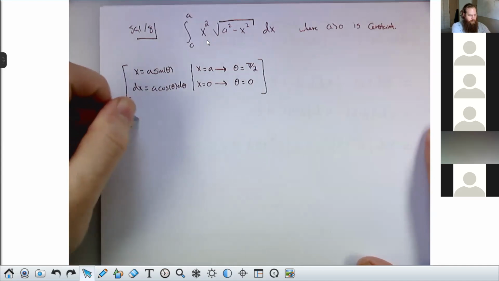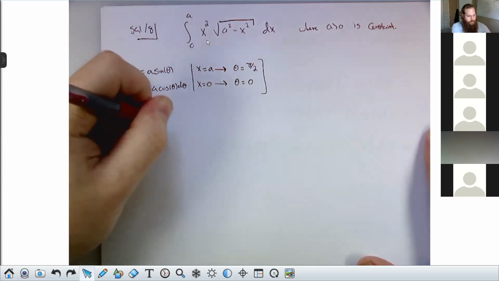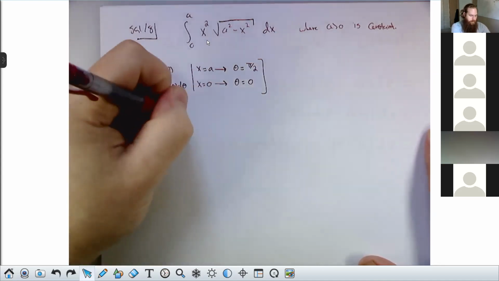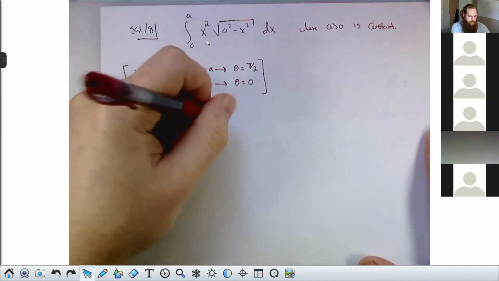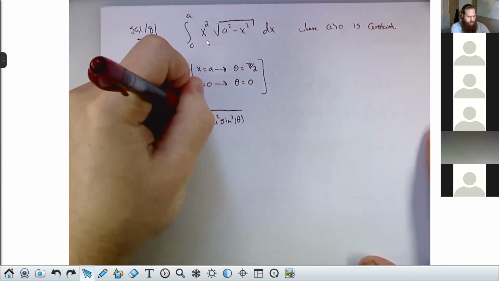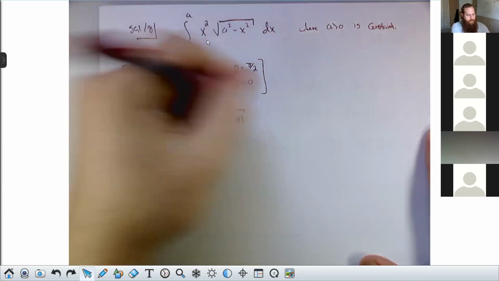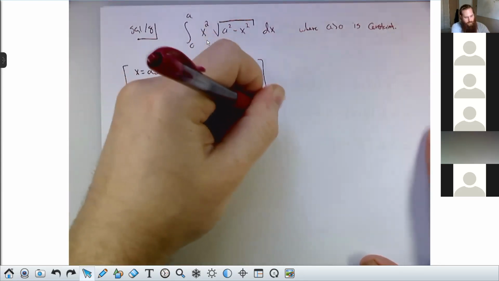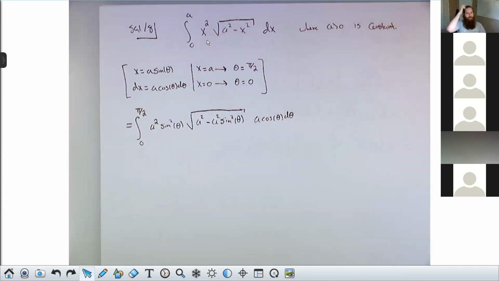My new integral will run from 0 to pi over 2. X squared is a squared sine squared theta. My square root is a squared minus a squared sine squared theta. And dx, don't forget, is a cos theta d theta. This is going to be a little bit unpleasant.